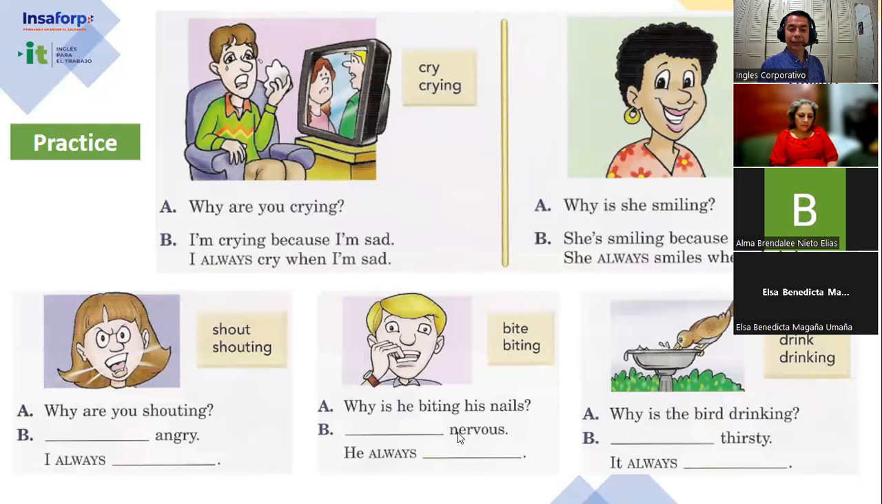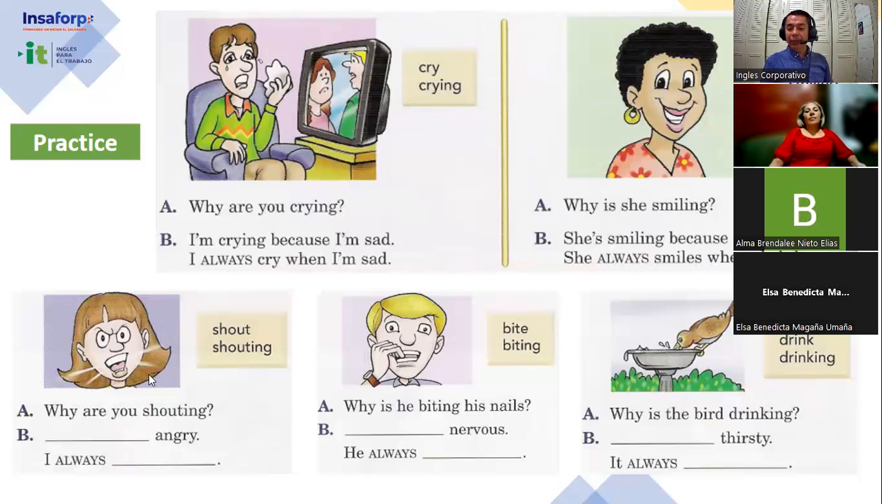When he is nervous. Very good. And notice that we say he bites. He bites because it's third person singular, right? In the first example, shout and shouting, I always shout because it's first person. I shout. But in this case, he bites.